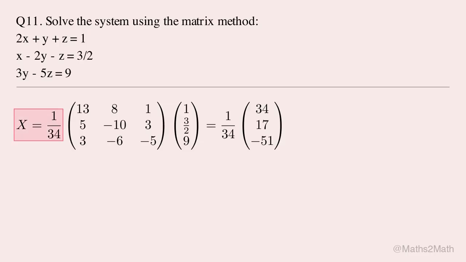13 plus 12 plus 9 is 34. 5 minus 15 plus 27 is 17. 3 minus 9 minus 45 is minus 51. Divide by 34. X is 1, y is a half, and z is minus 3 halves.